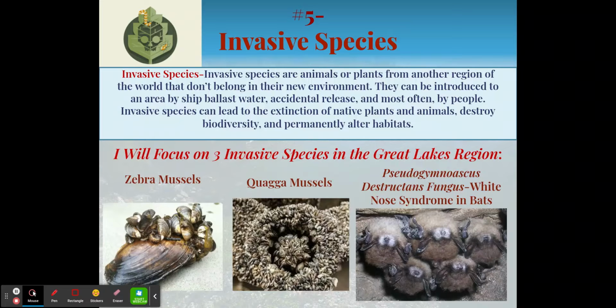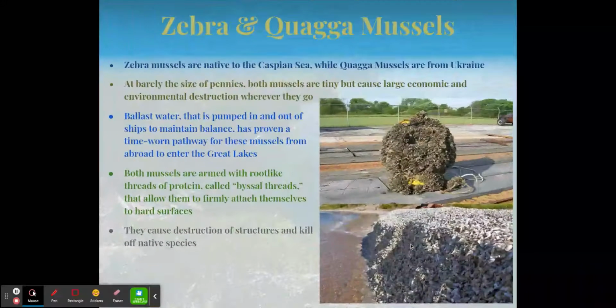So there are 3 invasive species in the Great Lakes region that I focus on with the groups that I work with, which is the Great Lakes Alliance and Wisconsin Bat Program. For this presentation, I'm just going to focus on the zebra mussels and quagga mussels, aquatic invasive species, rather than the white nose syndrome in bats. That is for another time and place.